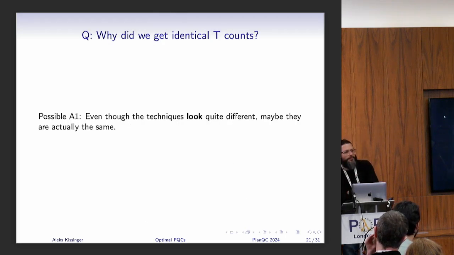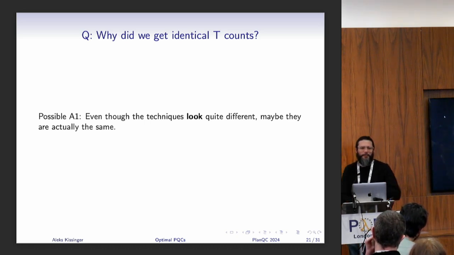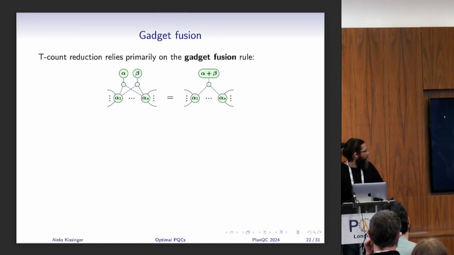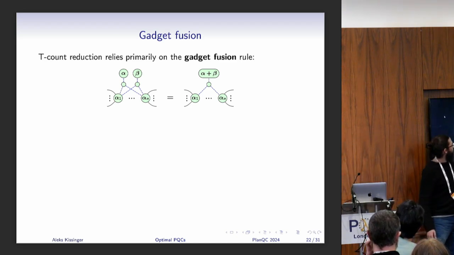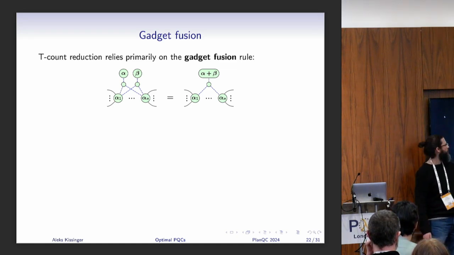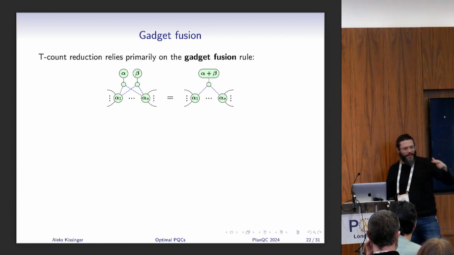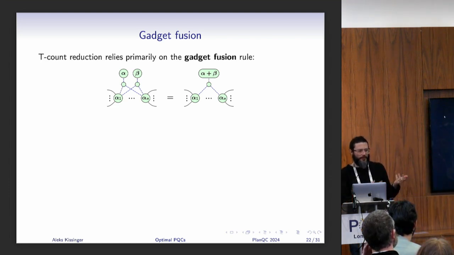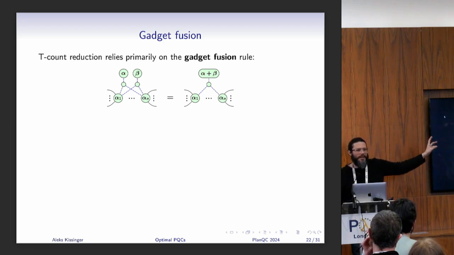But we thought about this for a while, and a possible answer is that even though these techniques look quite different, maybe they're actually the same thing, kind of, up to isomorphism. And this could be the case. So the main rule that we use for eliminating T gates is this thing called gadget fusion, which is we have these particular shapes of diagrams, which we call phase gadgets. It's like an unlabeled node connected to a labeled node. And if a pair of these is connected to the same nodes, they sort of merge together and their angles add. So if both of those were like T gates, they could cancel out with each other.